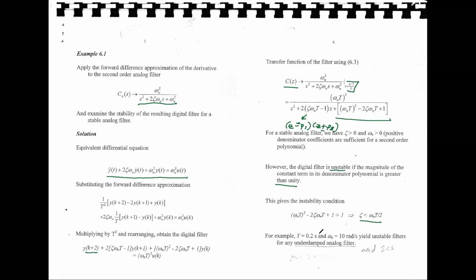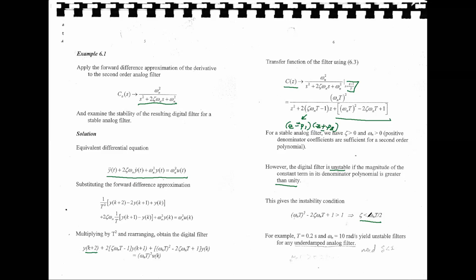All right, so for example, if t is 0.2 and omega n is 10, with these parameters, it yields unstable filters for any undamped analog filter. So there are many things here which can cause this filter to be unstable, like the choice of your sampling time and your natural frequency. If you multiply omega n times t, this will be 2 divided by 2. So this will be 1. So if zeta is less than 1, it means it's an undamped analog filter.